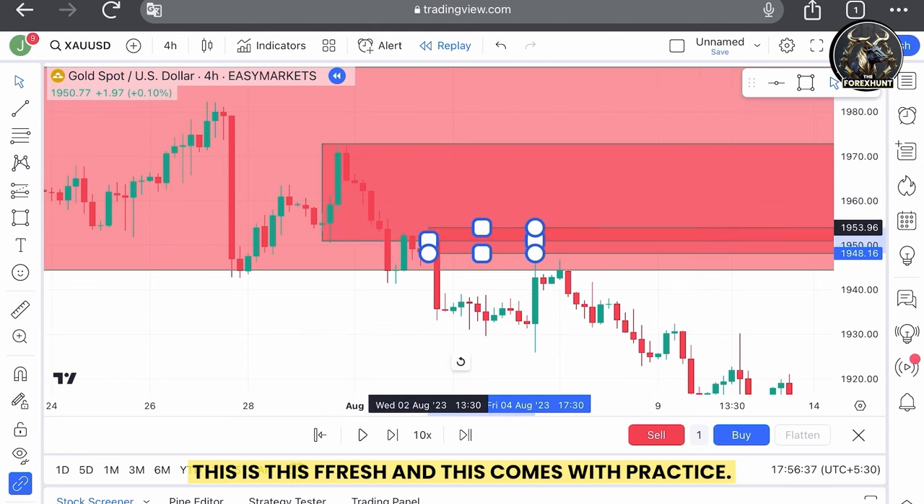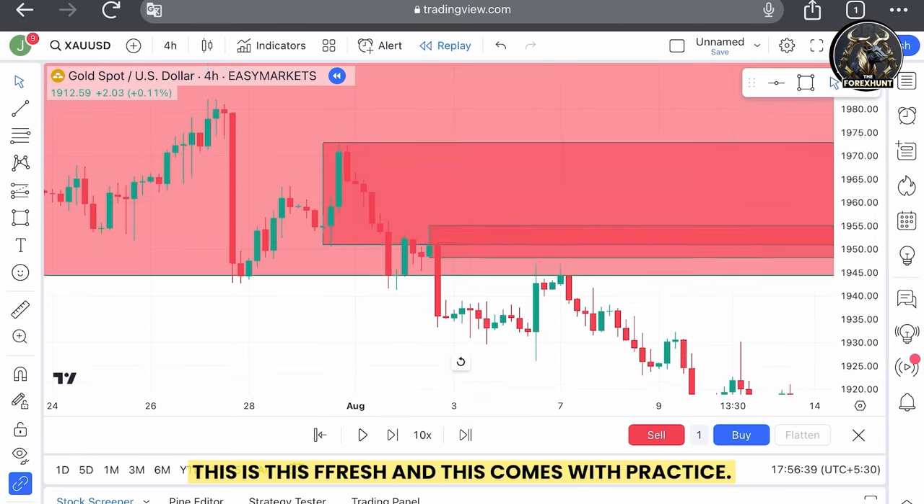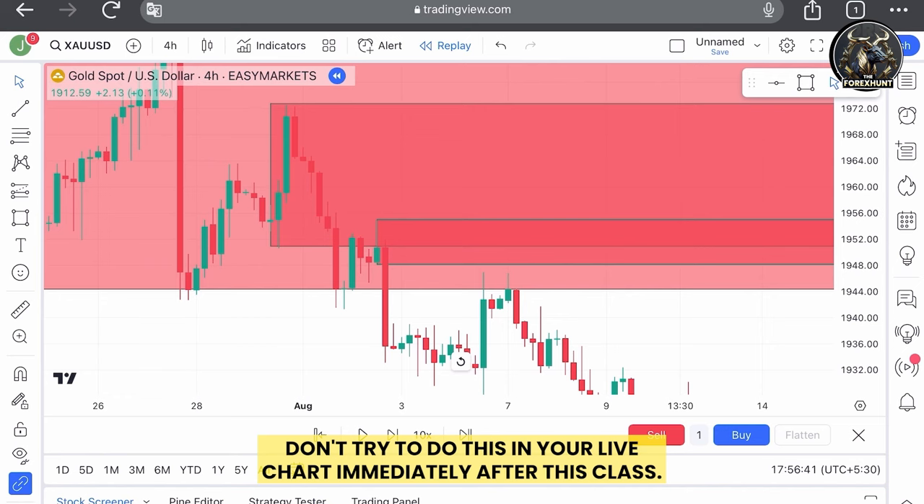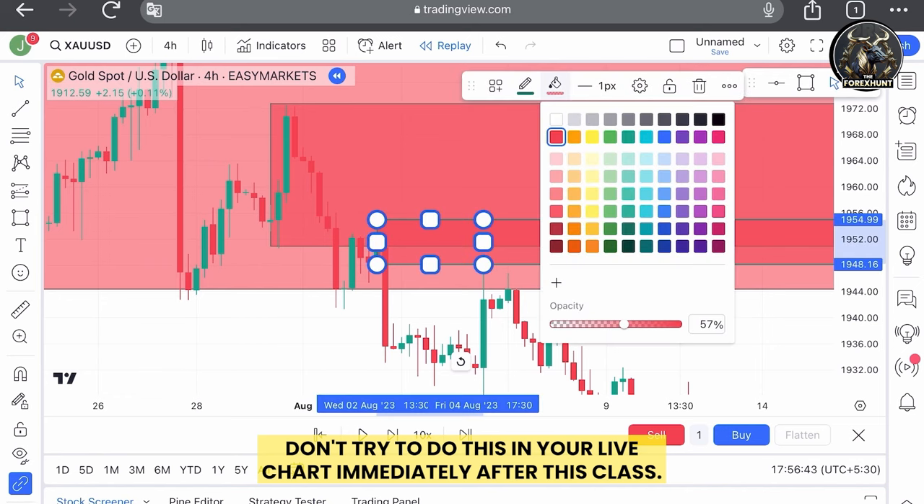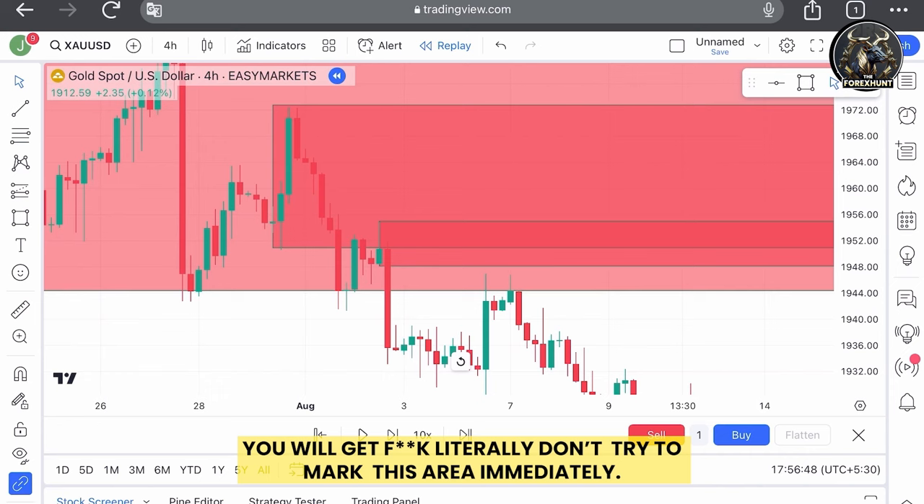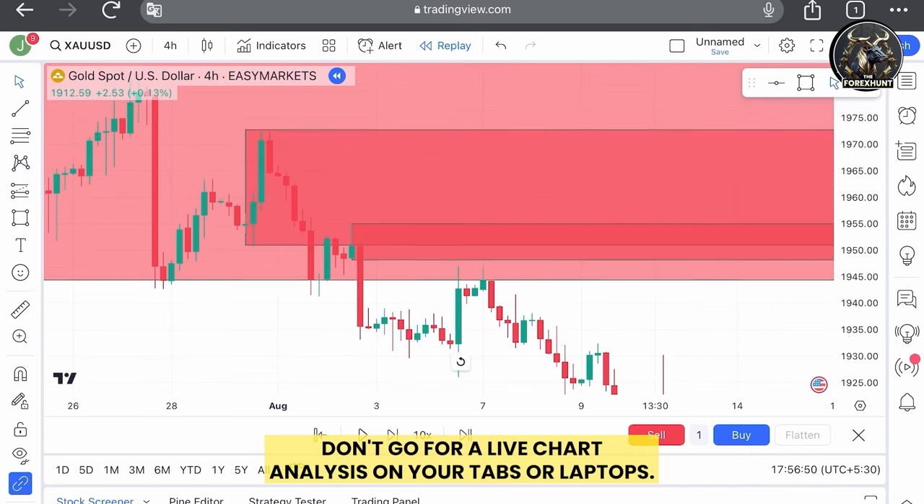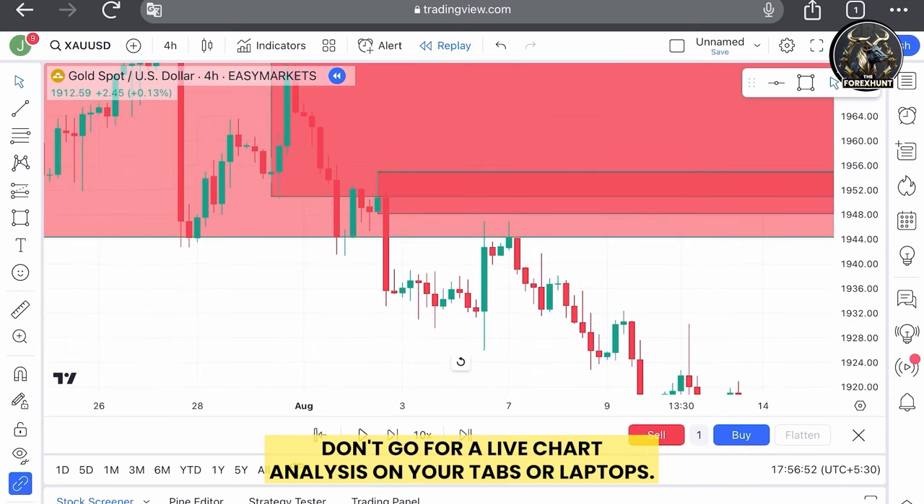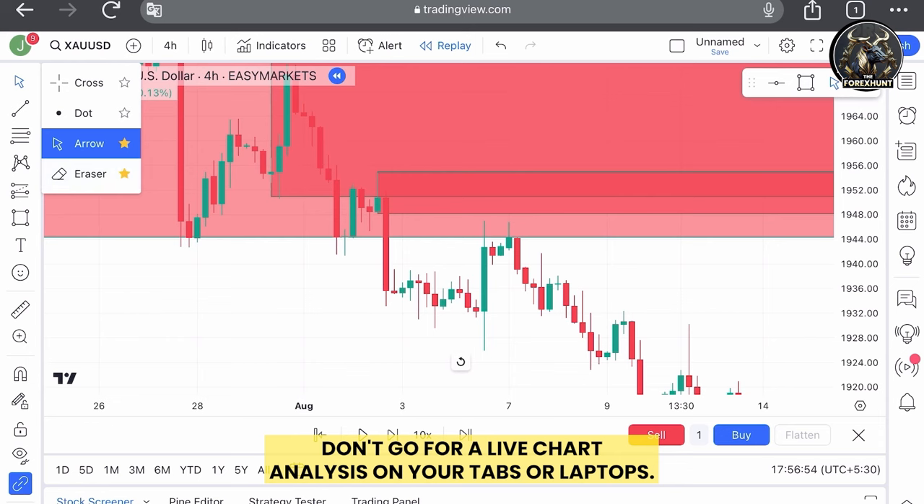This is fresh, and this comes with practice. Don't try to do this in your live chart immediately after this class. Don't try to mark this area immediately. Don't go for a live chart analysis on your tabs or laptops.